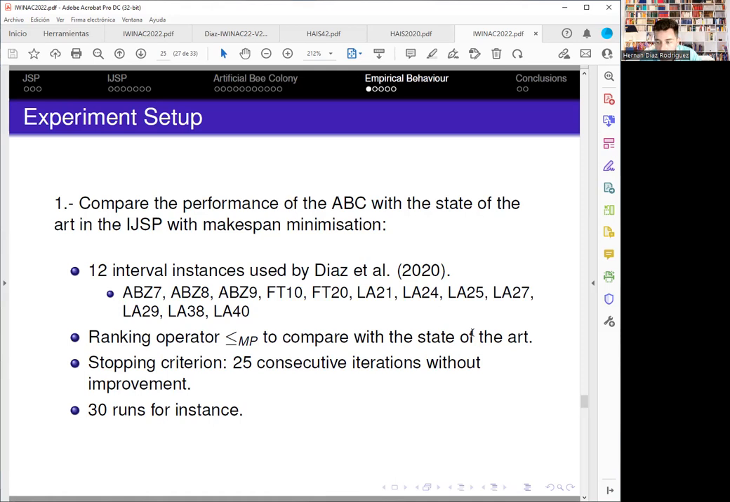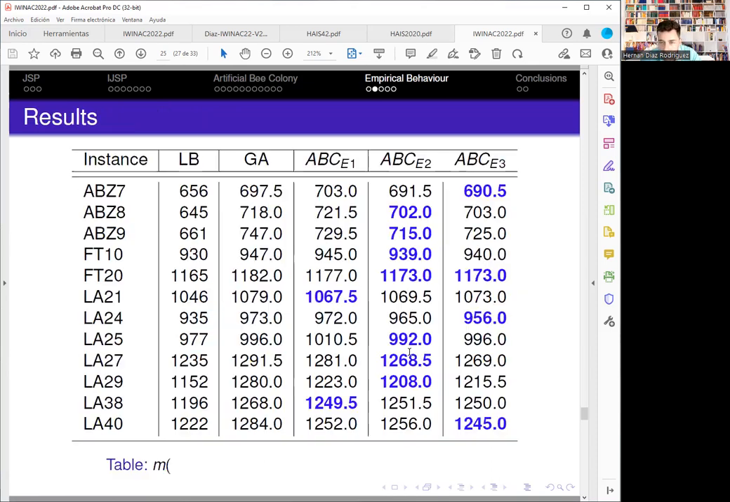So now let's see the results of the experiment. In the first part, we compare the performance of ABC with the state of the art in IEASP with makespan minimization. We use the 12 interval instances used by us in 2020. We use the midpoint as ranking operator because this is what was used in the state of the art. And we have 25 consecutive iterations without improvement as a stopping criterion. We make 30 runs per instance.